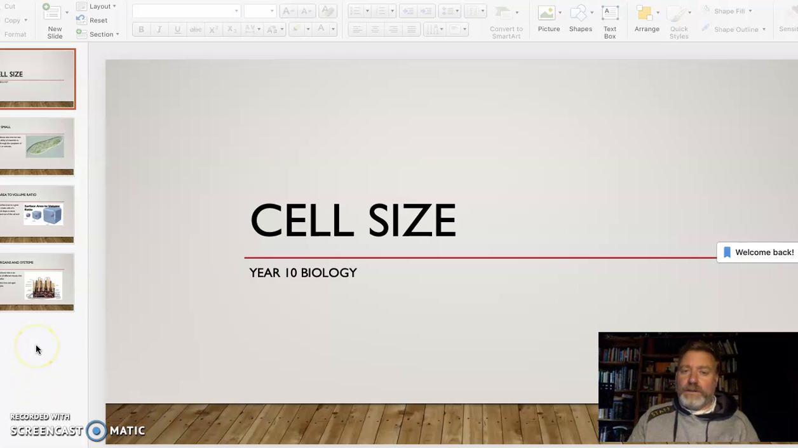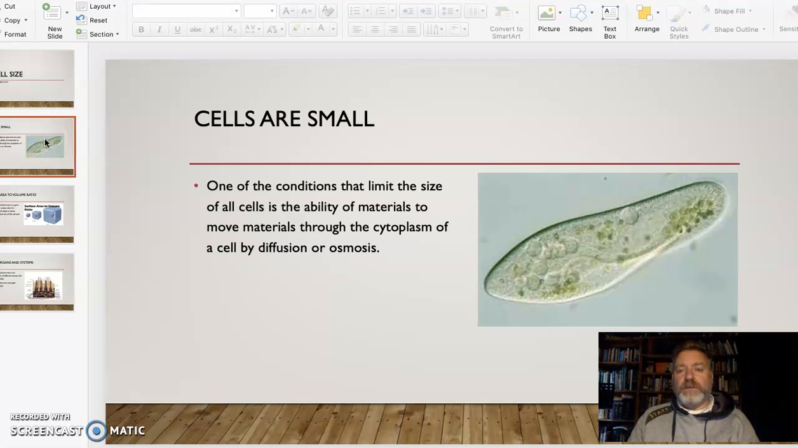Welcome back. I'm now looking at this idea of cell size. Cells are limited in the size they'll grow to, so they're small. Some, like our red blood cells in the previous video, that's helpful because they've got a job to do that requires them to be small. There's actually a lot more to do with their ability to exist.